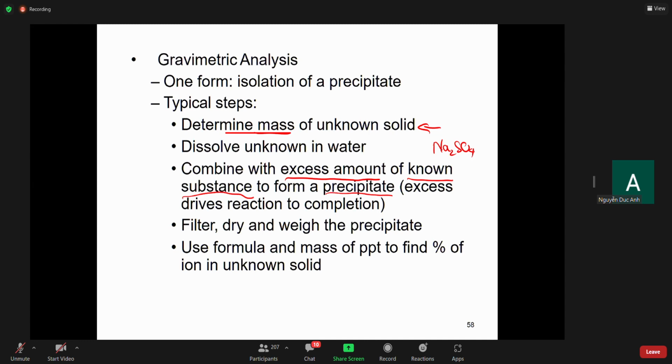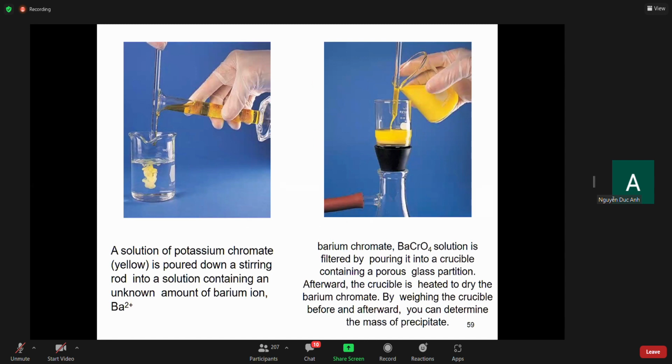And after that we weigh the precipitate to define the percent of iron in the unknown solid. From that, we can compare with the theoretical calculation, and from that we can define the unknown solid. So that is the explanation or description of the process of gravimetric analysis.